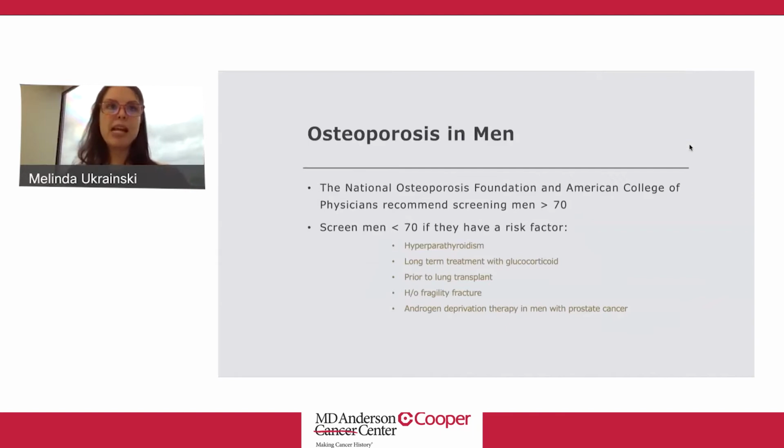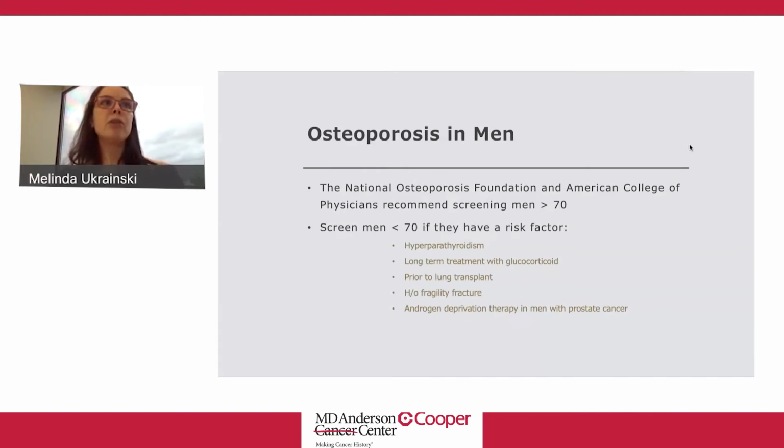So osteoporosis in men: men tend to have hip fractures about 10 years later than women, but they're more likely to die from hip fracture. So it is important that we recognize this in men. The National Osteoporosis Foundation and American College of Physicians recommend screening men greater than 70. We'll screen men less than 70 if they have a risk factor of hyperparathyroidism, long-term treatment with steroids, prior to a lung transplant, history of a fragility fracture, or if they are on androgen deprivation therapy for prostate cancer.